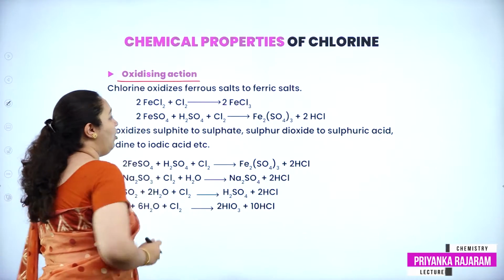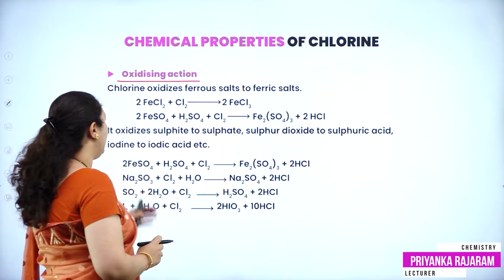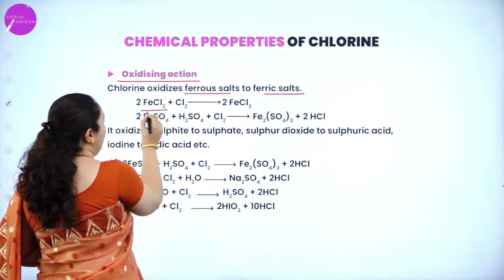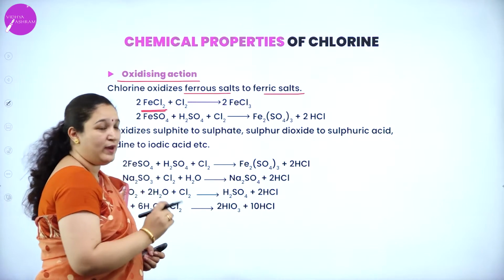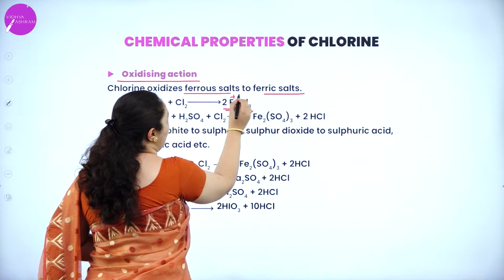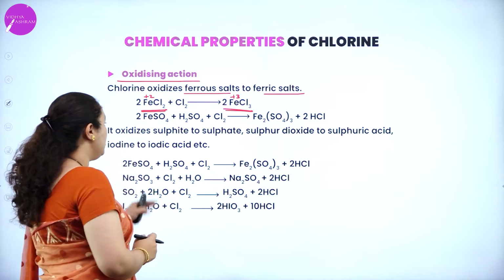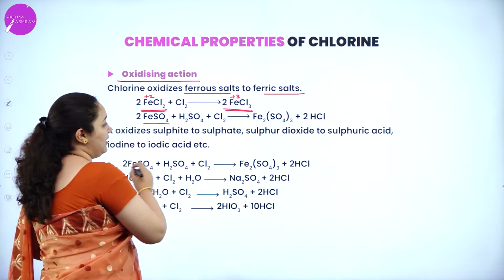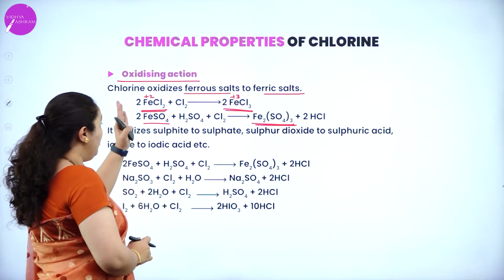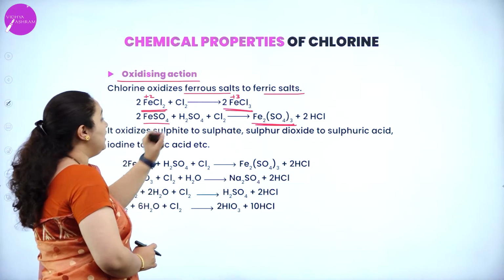oxidizing action of chlorine. So what is the oxidizing action of chlorine? Chlorine oxidizes ferrous salt to ferric salt. You can see ferrous FeCl2, where iron is in +2 state, it is getting converted to +3 state. So this is oxidizing property. Also ferrous sulfate, you can see it is getting converted to ferric sulfate. So here ferrous salts are getting converted to ferric salts when it is treated with chlorine.